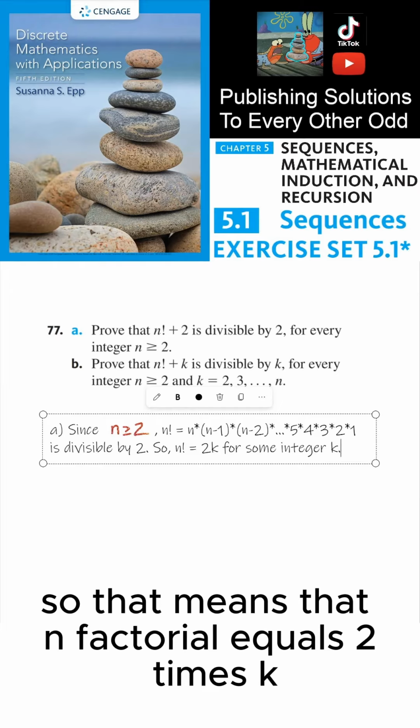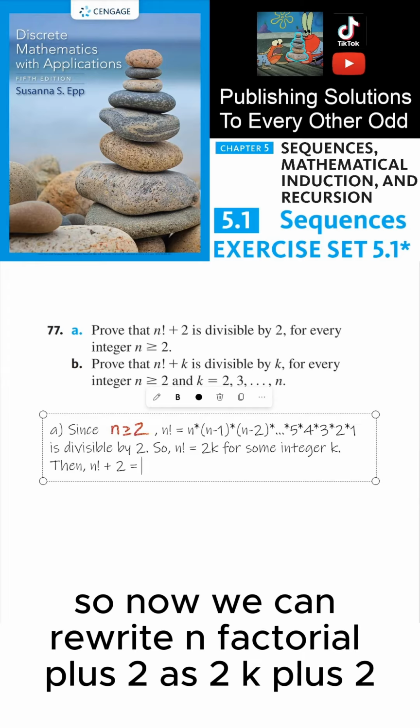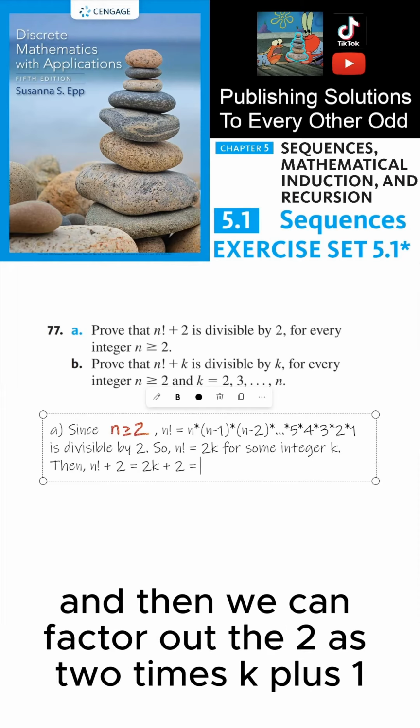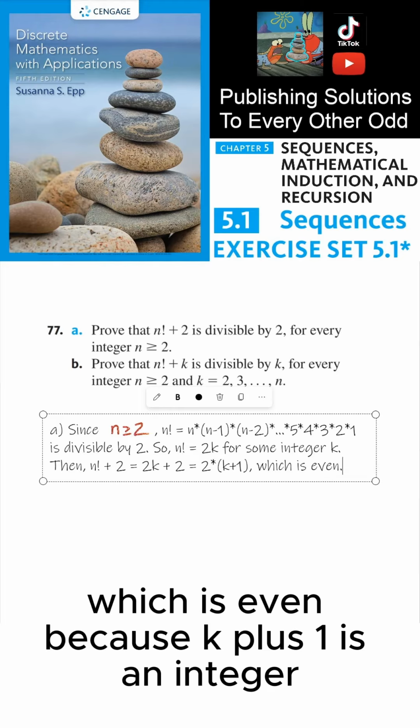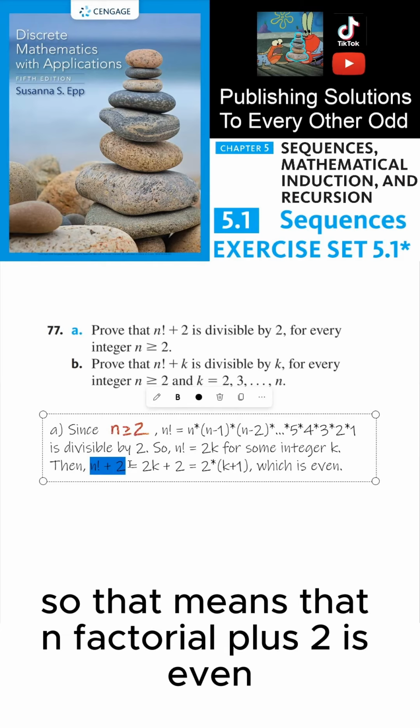So that means that n factorial equals 2 times k for some integer k. So now we can rewrite n factorial plus 2 as 2k plus 2, and then we can factor out the 2 as 2 times k plus 1, which is even, because k plus 1 is an integer. So that means that n factorial plus 2 is even.